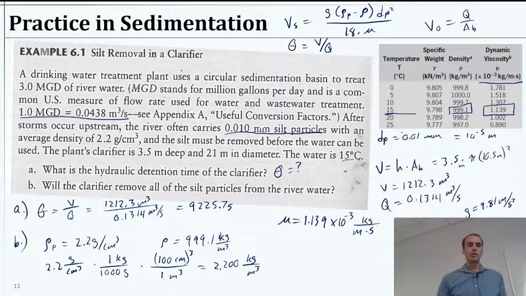It's the volume of a cylinder. That's where we're getting this calculation here. So what I did was I said 3.5 meters tall times pi r squared. I just went ahead and took 21 divided by 2. That's 10.5 meters. Square all that, and I just did it that way. So that gives us a volume of 1,212 cubic meters. So with that and with the flow rate, we have a hydraulic residence time of 9,226 seconds.